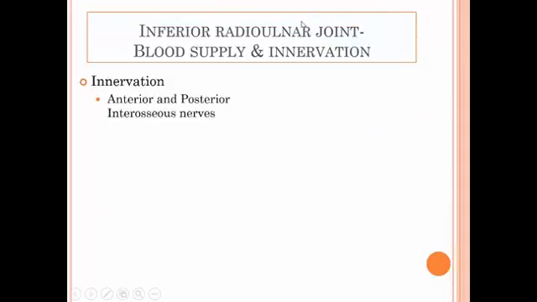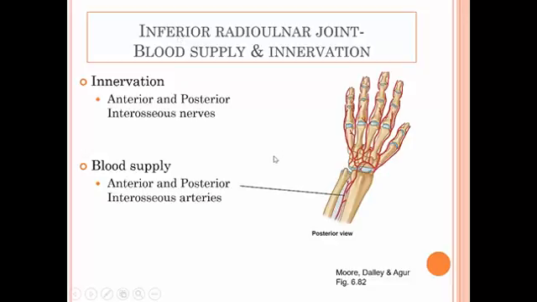For our inferior radioulnar joint, again we have innervation from our anterior interosseous, which is a branch of the median nerve, and posterior interosseous, which is a branch of the radial nerve. So anterior and posterior interosseous nerves travel down and innervate structures of the distal radioulnar joint, or inferior radioulnar joint. And our blood supply again is via the anterior and posterior interosseous arteries.